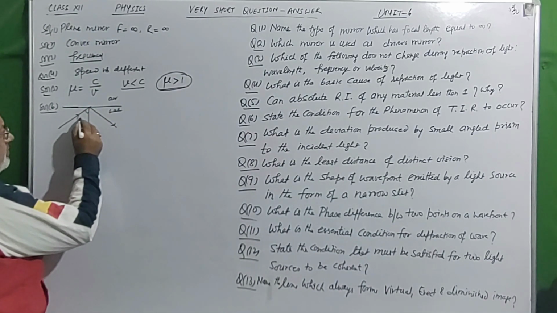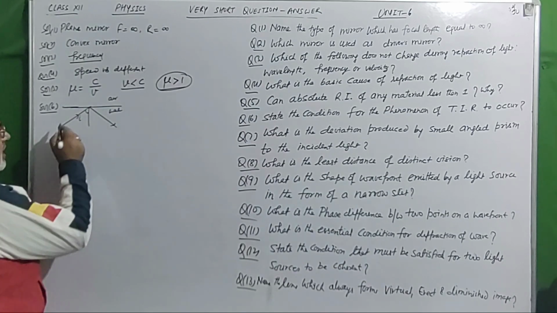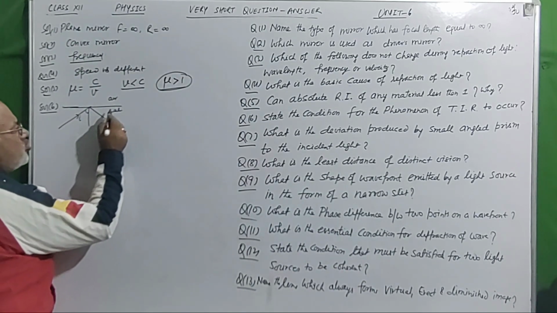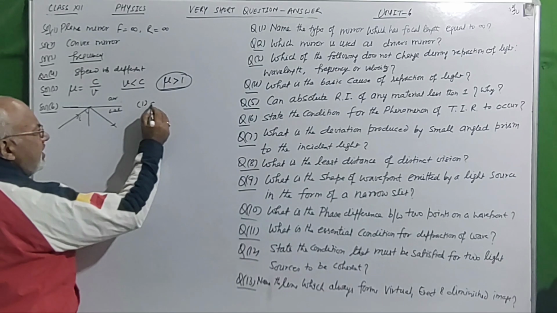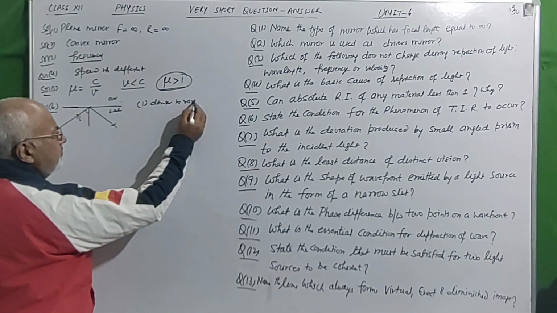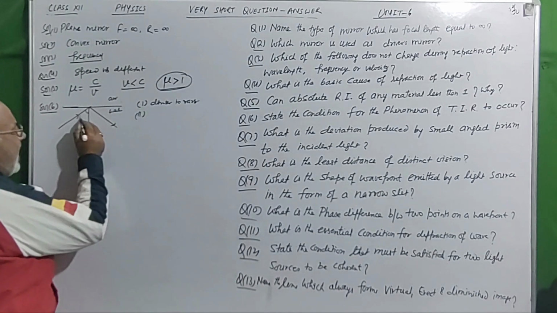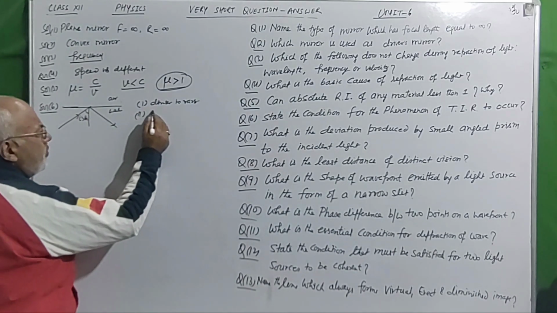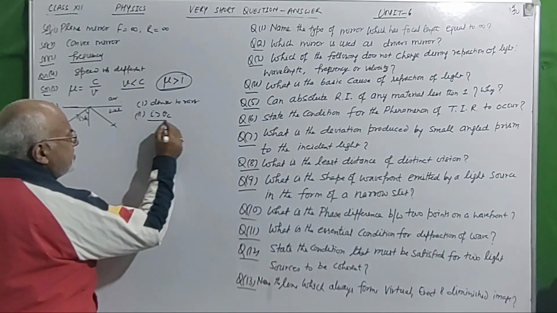तो what is the condition? First condition, the light ray must pass from denser to rarer medium. First क्या है? Denser to rarer medium. Second thing, the angle of incidence should be greater than the critical angle in the denser medium.